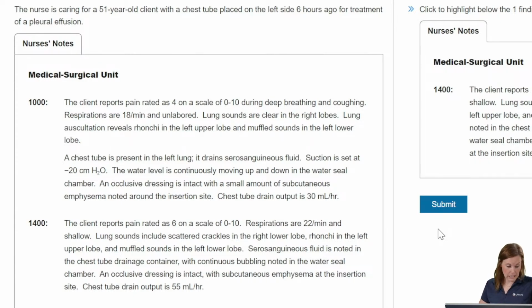Okay, then we have 4 hours later. The client reports pain as a 6 on a scale of 0 to 10. Respirations are 22 per minute and shallow.